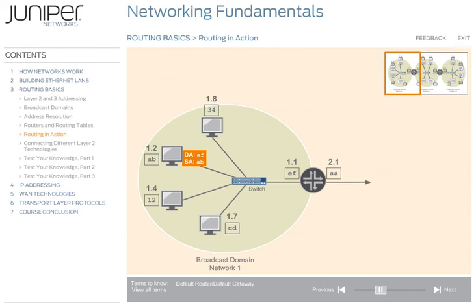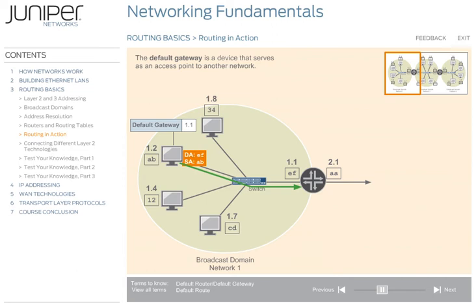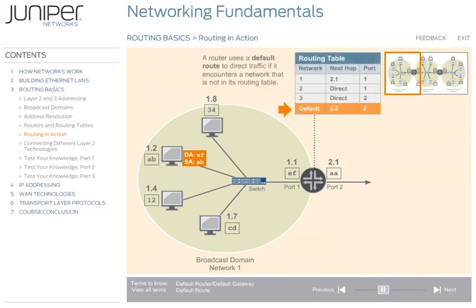A default gateway is different from the default route described earlier. A gateway is a device, such as a router, which serves as a door or an access point to another network. End-user devices, such as PCs, send packets to their configured default gateway when the destination network number is not the same as their network number. A router, on the other hand, does not have a default gateway configured since it is the door to other networks. Instead, a router uses a default route to direct traffic if it encounters a network that is not in its routing table.